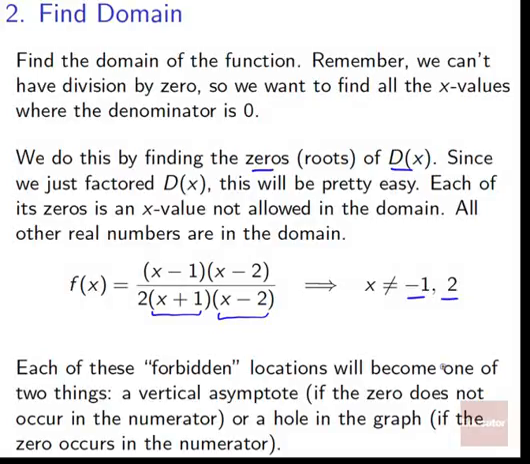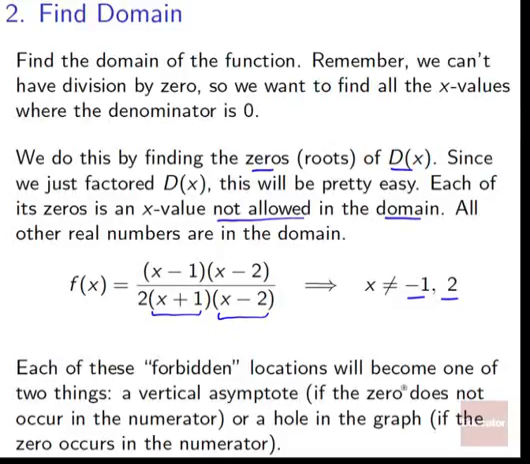So each of the zeros of our denominator is not going to be allowed in the domain. They will not be allowed in the domain if they are a zero of our denominator polynomial. All other real numbers are in the domain because everything else is fine for a polynomial. The only problem is when we're accidentally dividing by zero, so we just have to clip those out. Those are the forbidden locations that we can't take in.